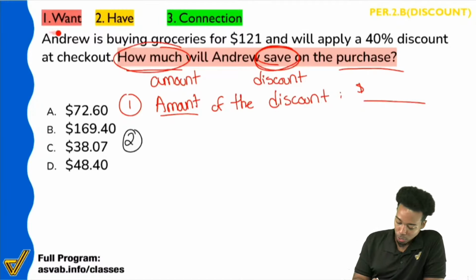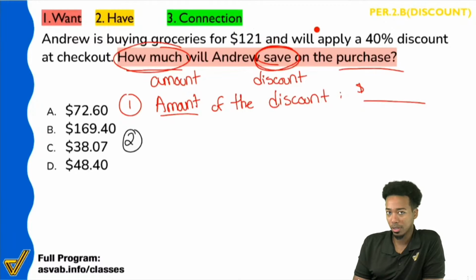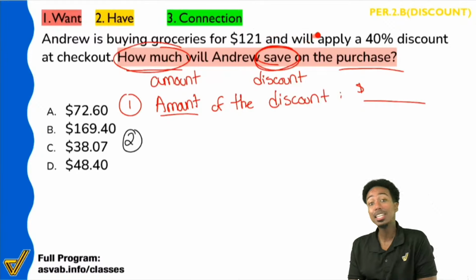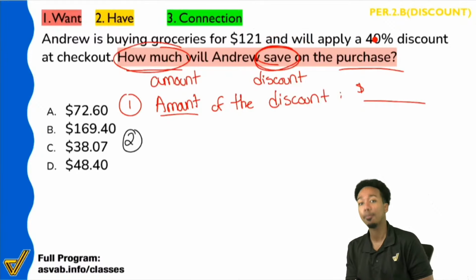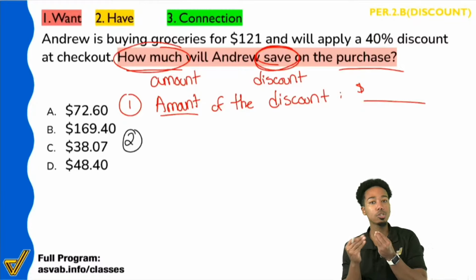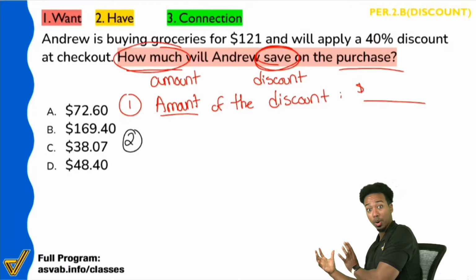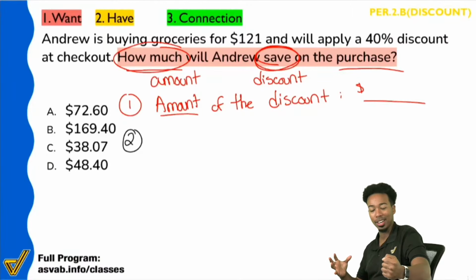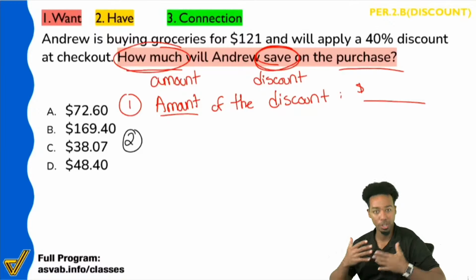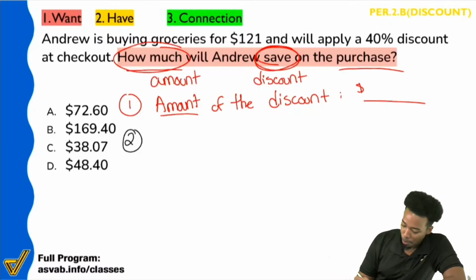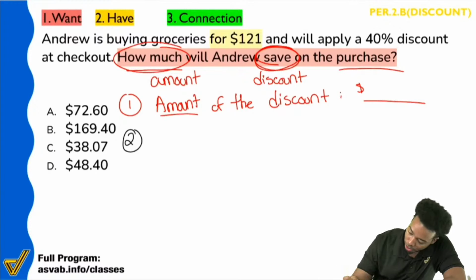So here, Andrew is buying groceries for $121 and will. Think about the word will. It didn't say that he did already apply a discount. It says that he will be applying a discount. So hopefully that can make a little more sense in terms of the past tense going into the future. This is what the amount was, the 121, and we will apply a discount. So boom, let's go ahead and highlight that: for $121 and will apply a 40% discount at checkout.